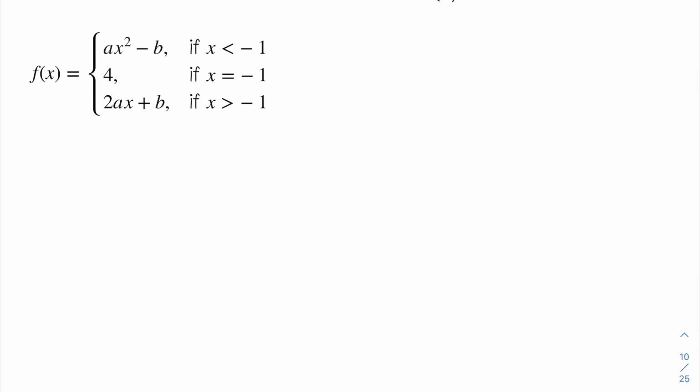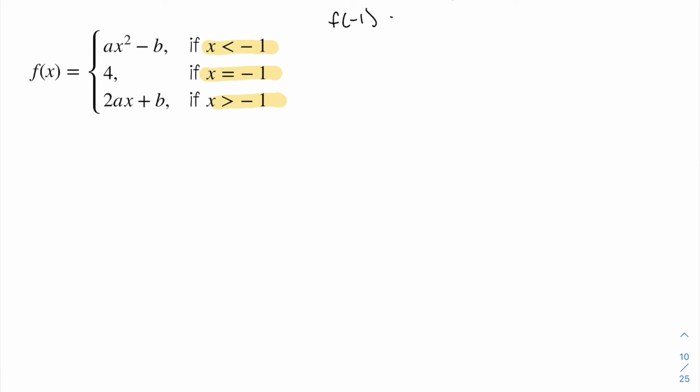So one type of question that they like to throw at you is to use the definition of continuity to find missing coefficient values. One thing to pay attention to for this piecewise function is that our only break is happening at negative 1. So for the function to be continuous at negative 1, the function value has to exist. So f of negative 1 does exist, it's 4. And then the limit has to exist and has to equal that same number. So that helps us out.